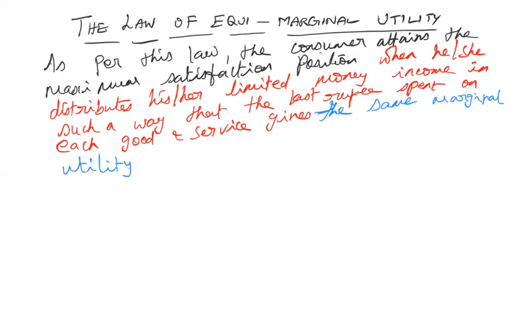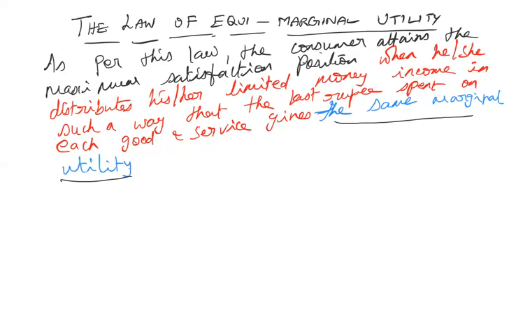Under these circumstances, how much he has to purchase of commodity X, how many units of commodity Y, how many units of commodity Z, and like that, how many units of n number of commodities he has to purchase. If he purchases in proper quantities, he gets the maximum satisfaction position. So what is that maximum satisfaction position? When he attains this point, all the last rupees spent on each and every commodity give the consumer the same level of marginal utility. That's why it is called equi-marginal utility.